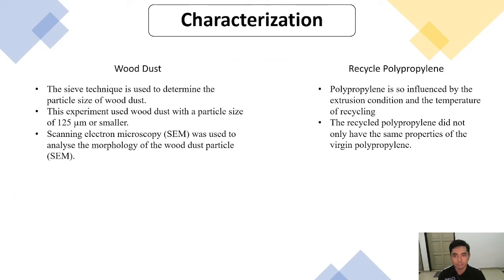After that, we go to the characterization of the wood dust and the recycled polypropylene. For the wood dust, the sieve technique is used to determine the particle size. This experiment used wood dust with a particle size of 125 micrometers or even smaller. Scanning electron microscopy, or SEM, was used to analyze the morphology of the wood dust particles.